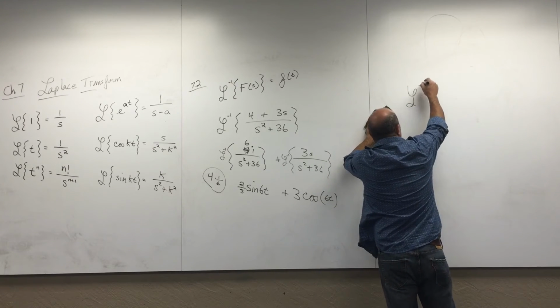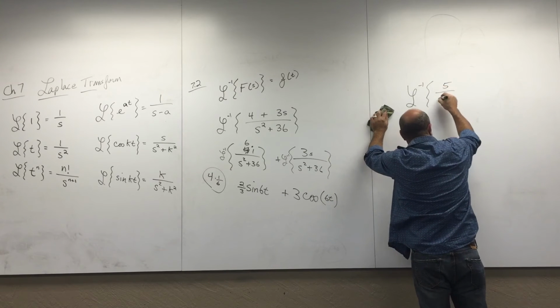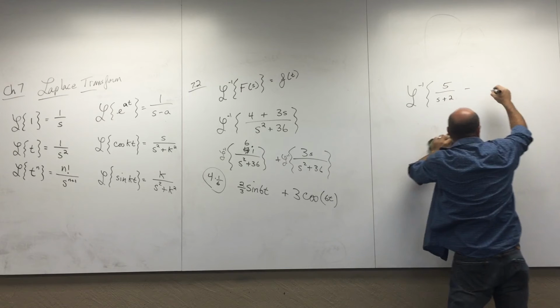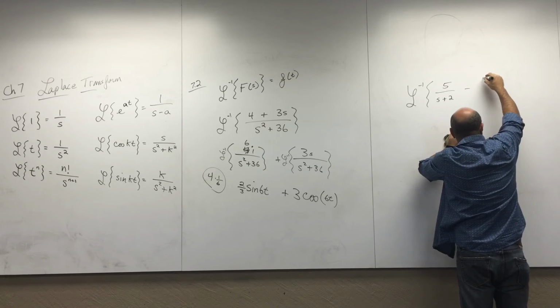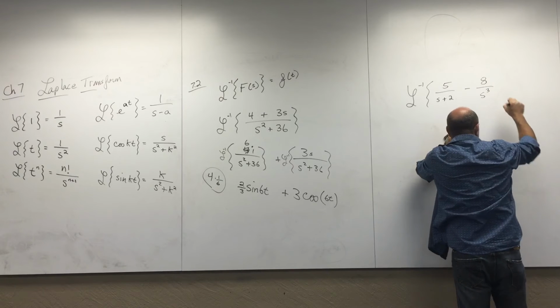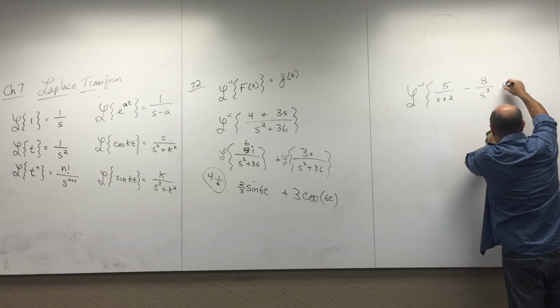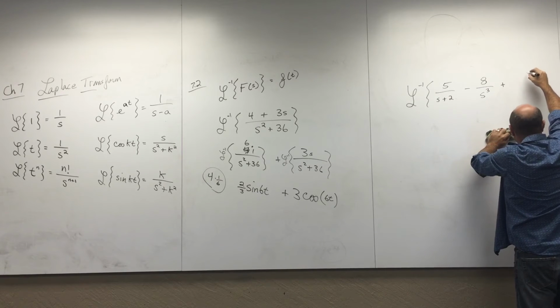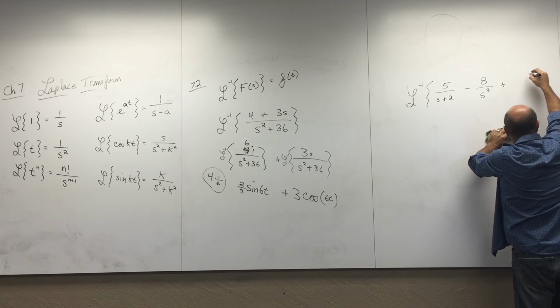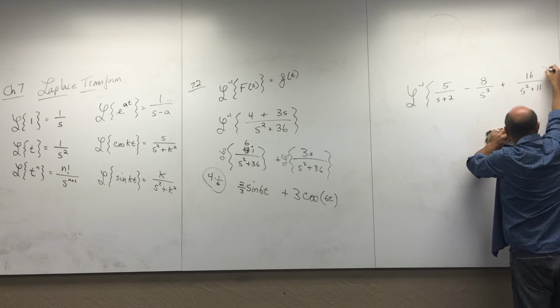The Laplace inverse of 5 over s plus 2, minus 8 over s to the 3rd, plus 16 over s squared plus 11.